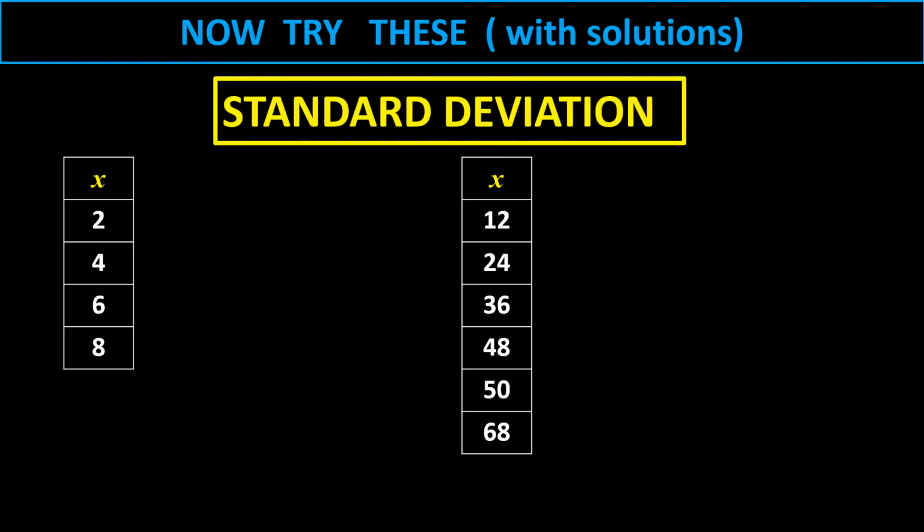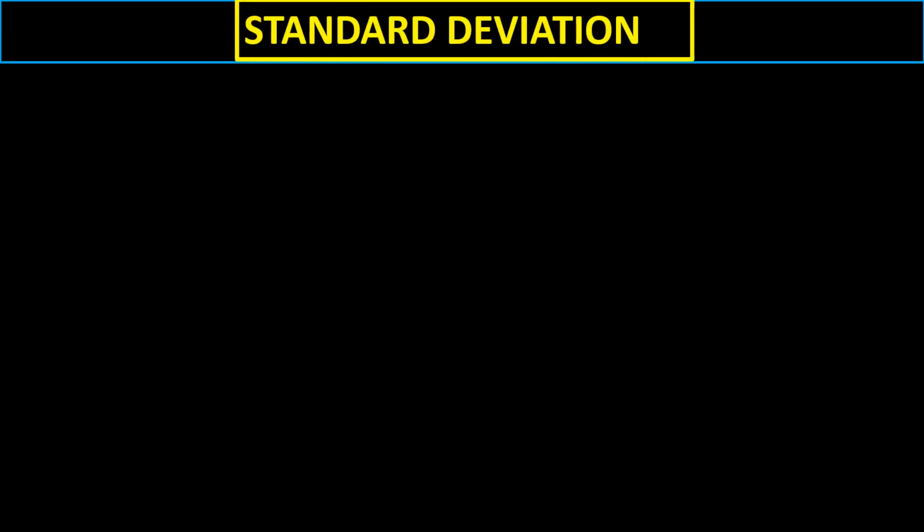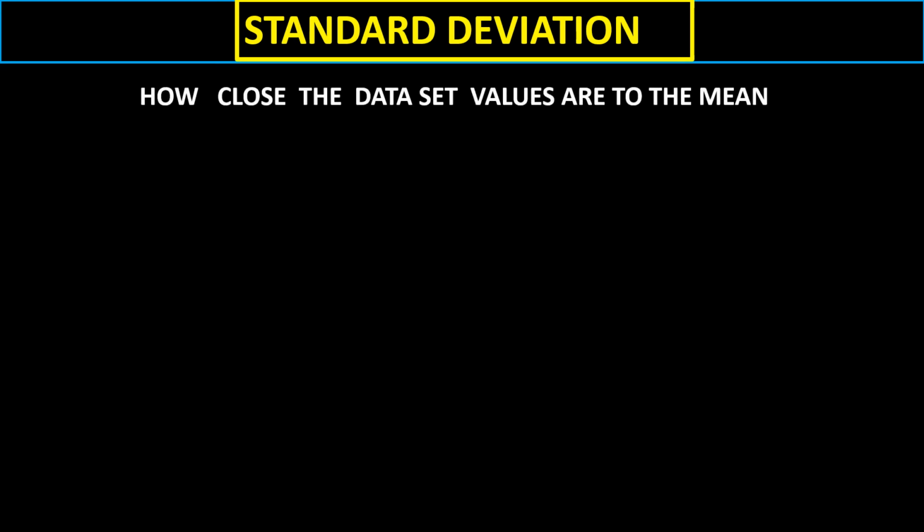So the standard deviation for the first example, if you worked it out correctly, is 2,24. And if you work out the standard deviation for the second data set, it's 18,27. Okay. Now, standard deviation, how close the data set values are to the mean, right? So the measure that you get will tell you how close the data set values are to the mean.